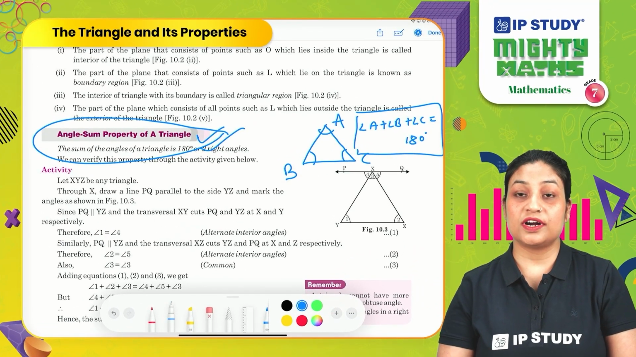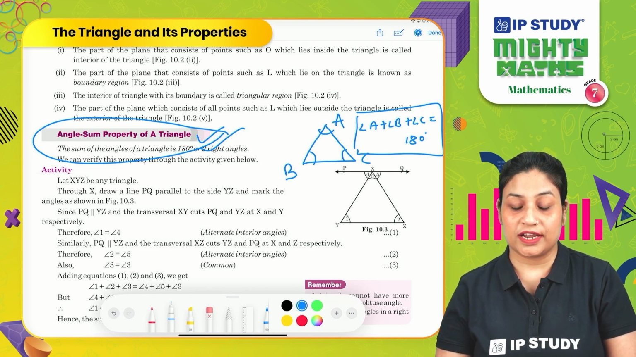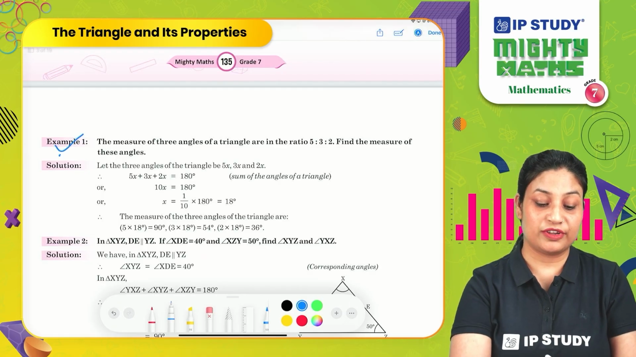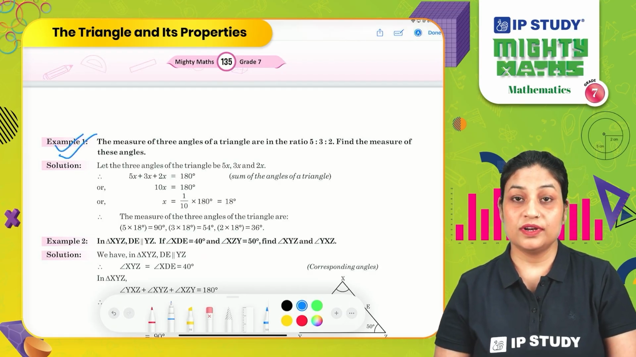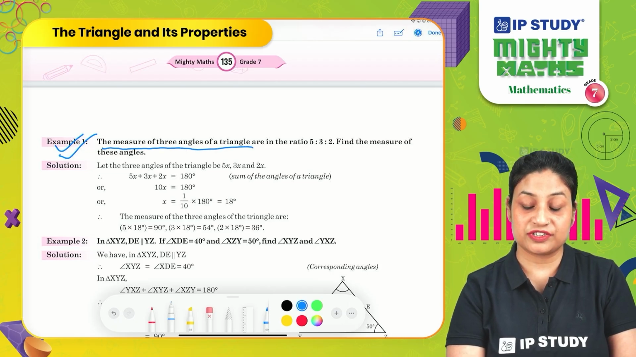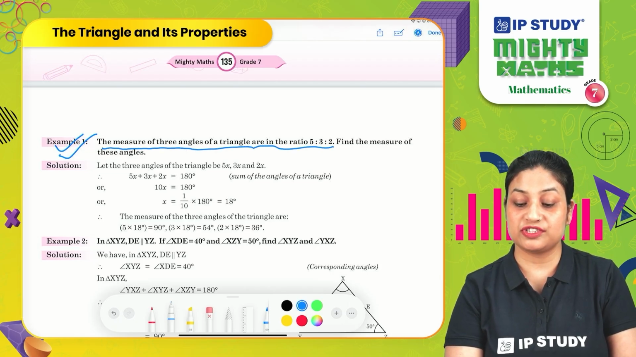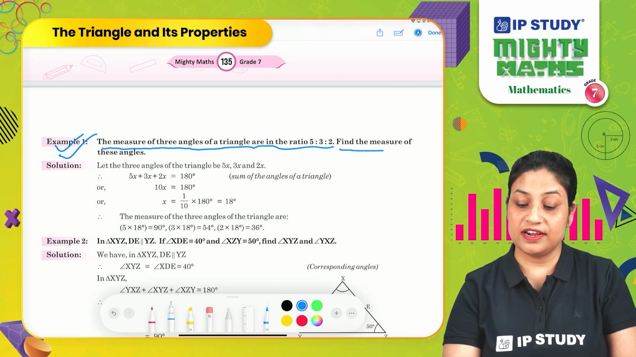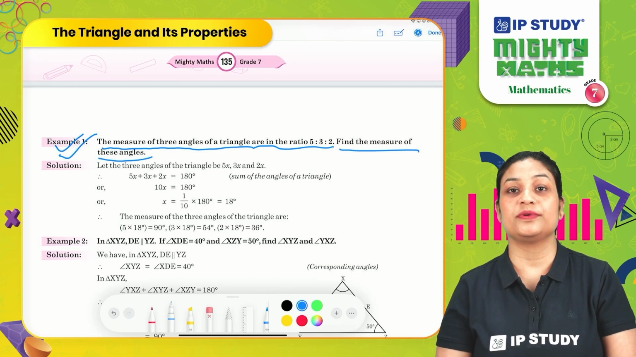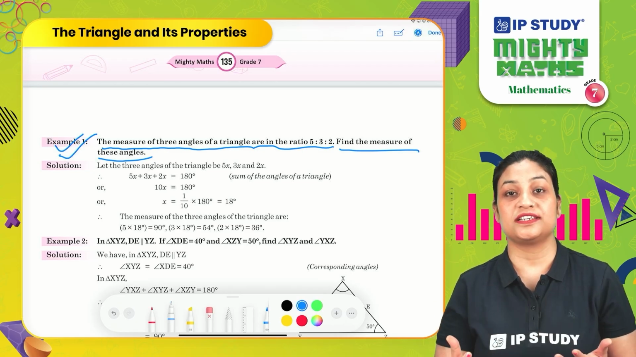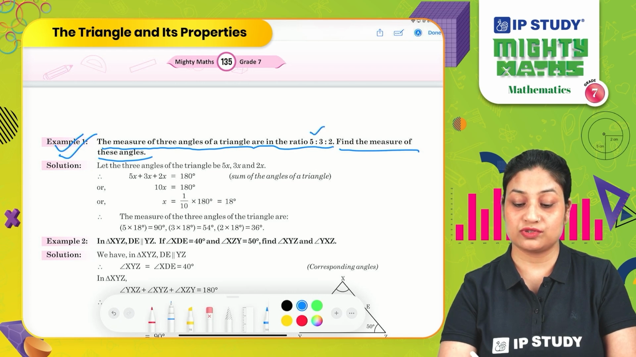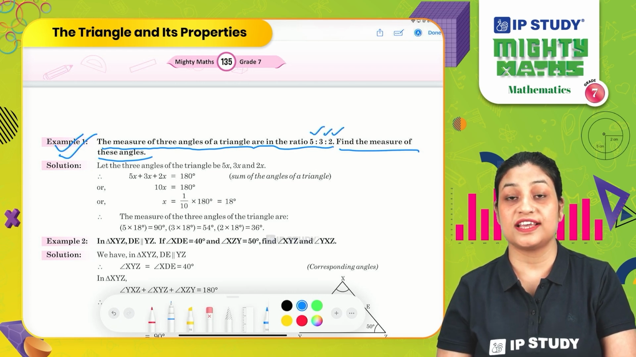Now, in order to understand this property in a better way, let's take some examples. Let me take example number 1 for you. So, let's read the question together. The measure of three angles of a triangle are in the ratio 5:3:2. Find the measure of these angles. So, here the angles are not given to me, but in what ratio they are present, it is given to me. They are present in the ratio 5:3:2 and I have to find out their exact value.